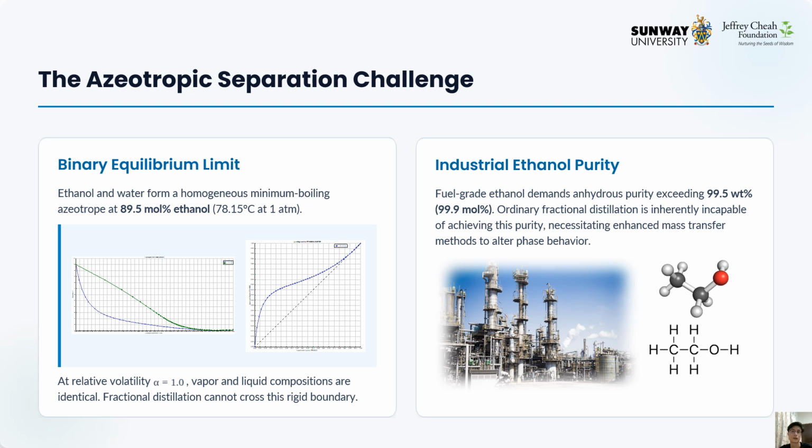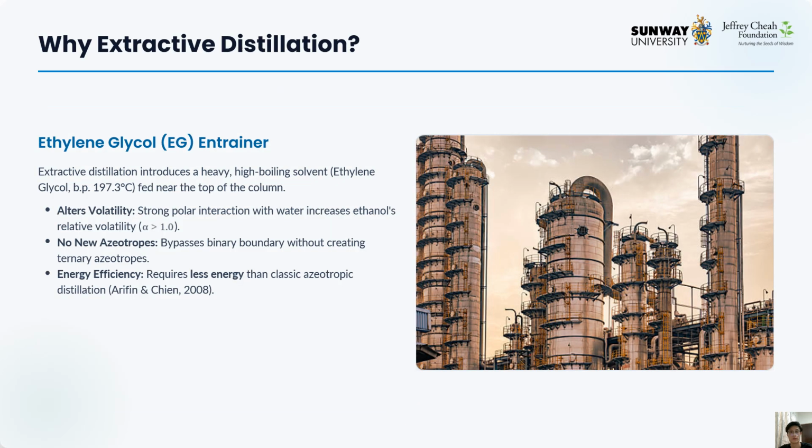However, industrial fuel-grade bioethanol demands an anhydrous purity of over 99.9 mole%. To bridge this gap, we must employ enhanced mass transfer methods to alter phase behavior. So this brings us to extractive distillation using ethylene glycol as a heavy entrainer. Ethylene glycol has a high boiling point of 197.3 Celsius and is fed near the top of the column. Due to strong polar interaction with water, it selectively affects water, significantly boosting ethanol relative volatility above 1.